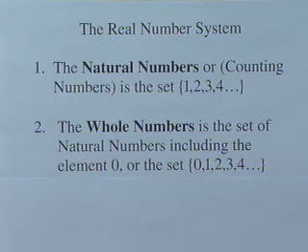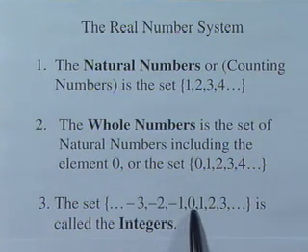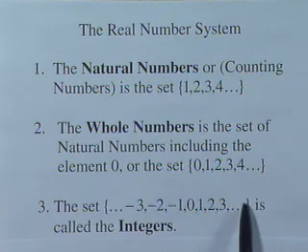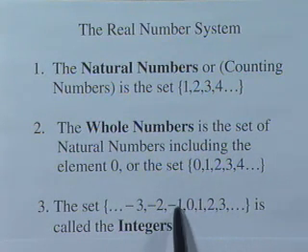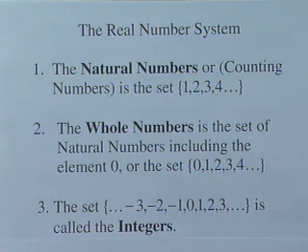Now if we add the negative numbers, the negative integers, we get the set called the integers. Notice our set 0, 1, 2, 3, 4, etc. We can also go to the left: 0, negative 1, negative 2, negative 3, negative 4, negative 5, etc. So the set of all positive and negative integers is called the integers. All right, so those are the numbers that we've been accustomed to working with.